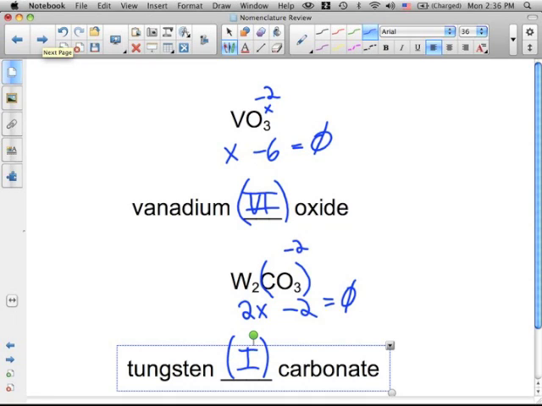Now tungsten doesn't actually form an oxidation state of +1. So this compound does not exist. And several of the other compounds listed may or may not exist. But the method that you would name them if they did exist is exactly like this.